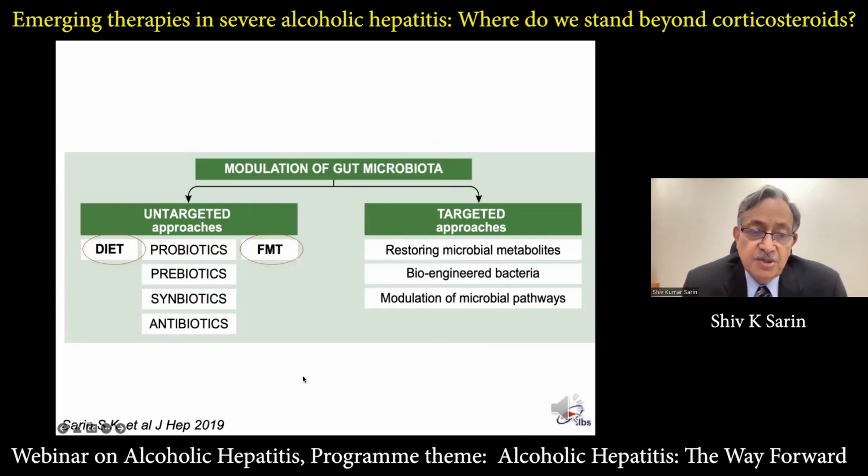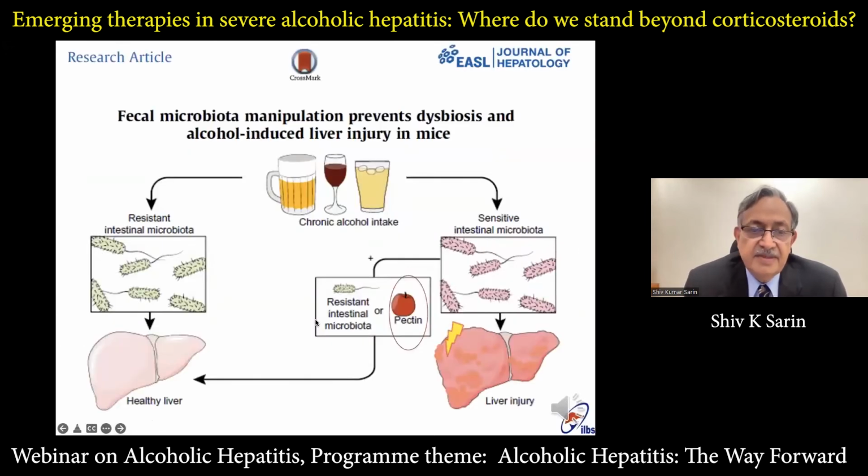So how do you modulate gut bacteria? Diet, I told you, FMT. So fecal microbiota, this slide only shows you people who drink. Some of them never get liver disease because their bacteria are resistant. Some of them are very sensitive to even small amount. Pectin, present in apple and many other things, can convert sensitive to resistant bacteria. That doesn't mean you have an apple and drink.